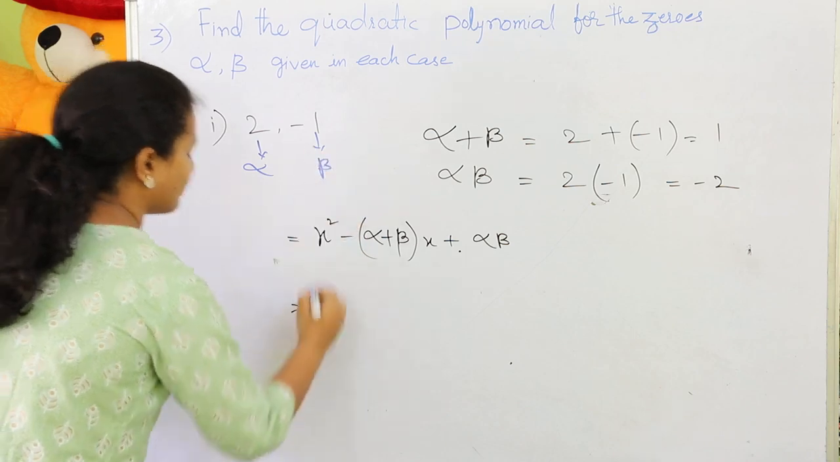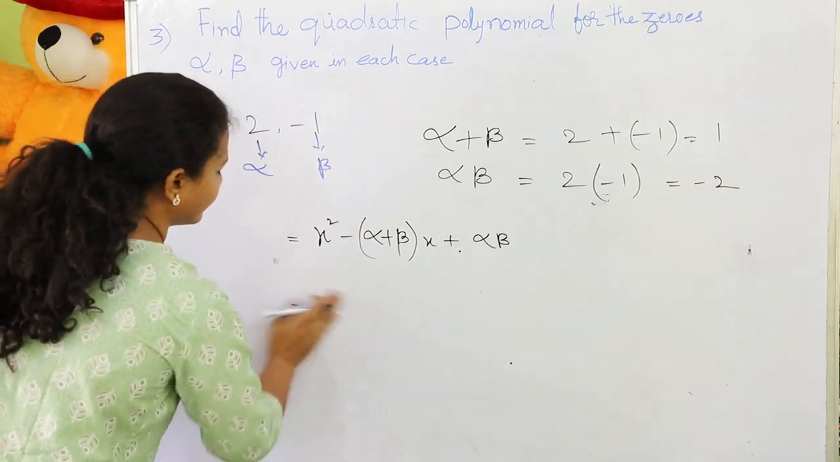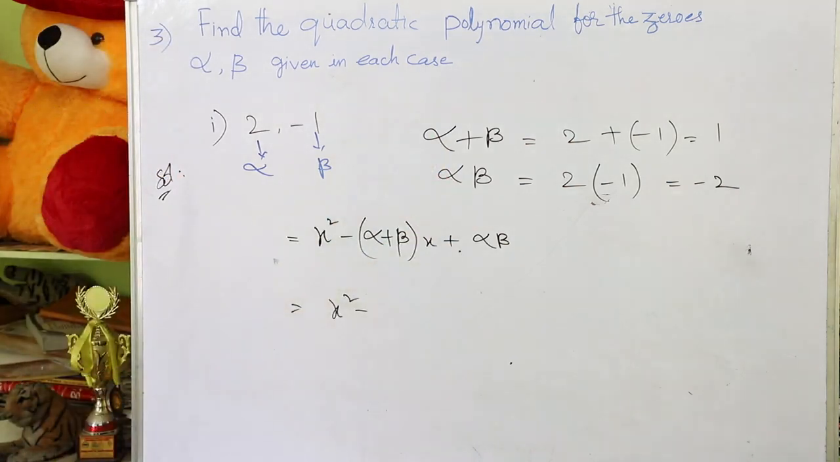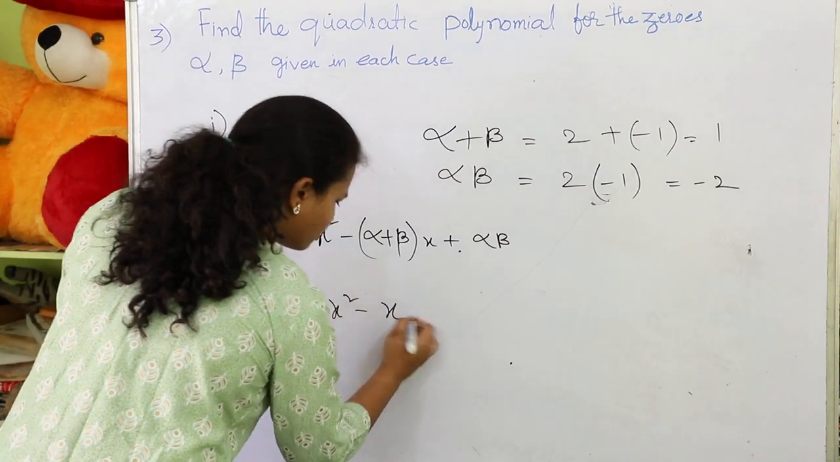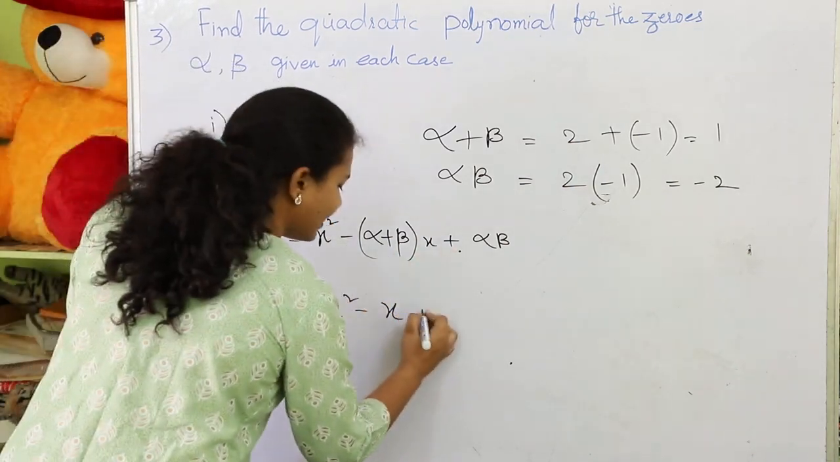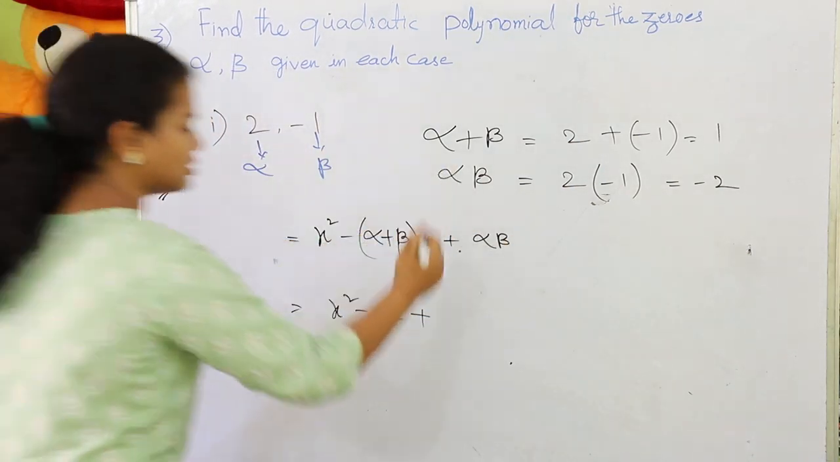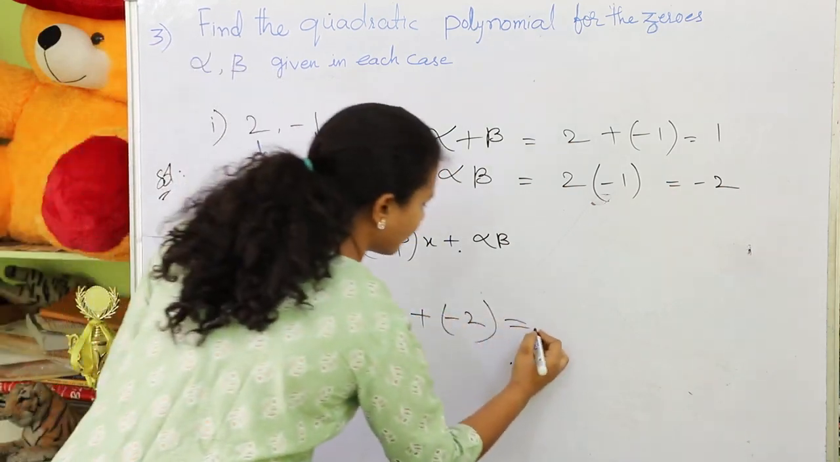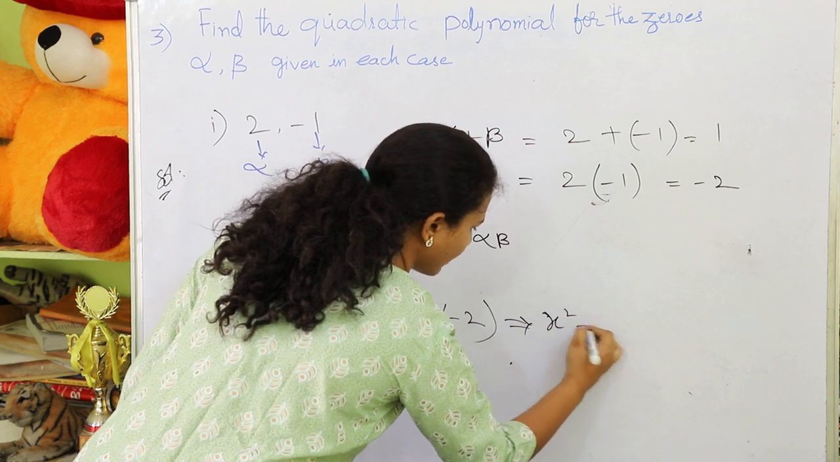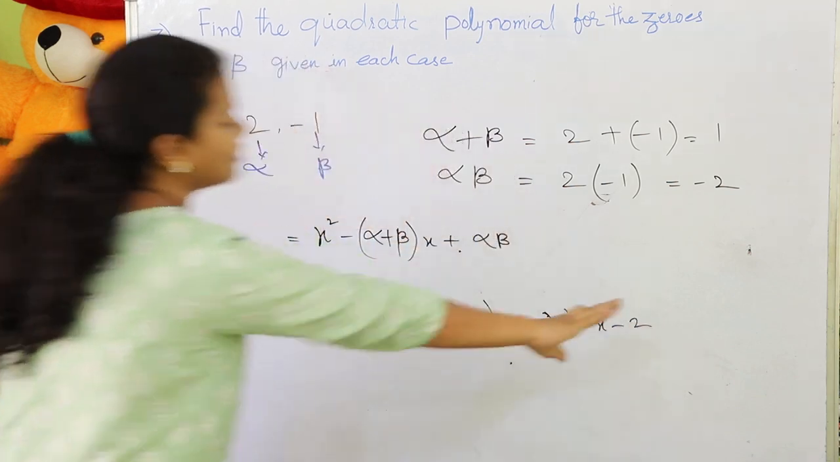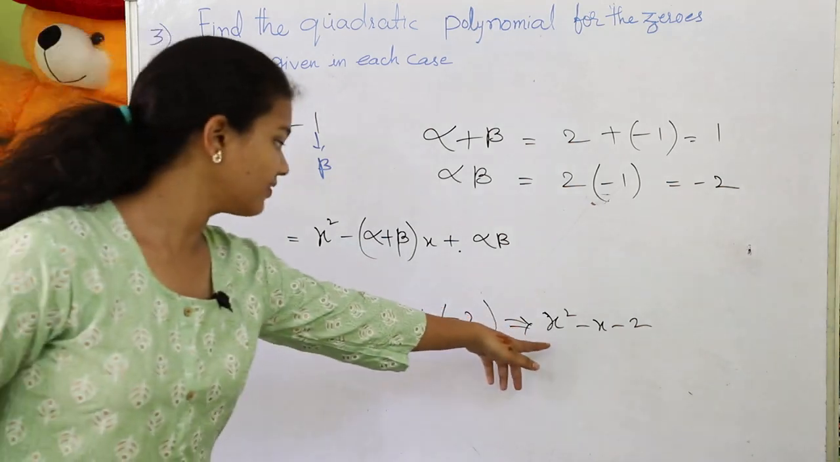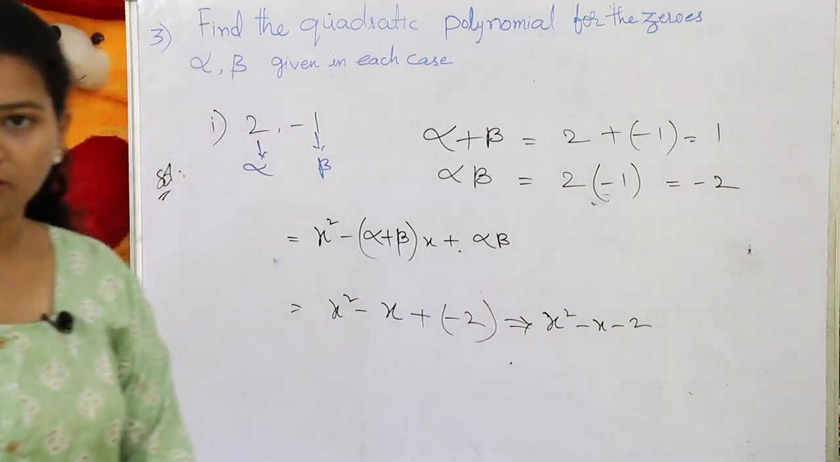Then you substitute into x square minus (alpha plus beta) x plus alpha into beta. The alpha plus beta value is 1, so you go with 1x, or simply x. Alpha into beta value is minus 2, so plus of minus 2. This becomes x square minus x minus 2. This will be the quadratic equation that we got.